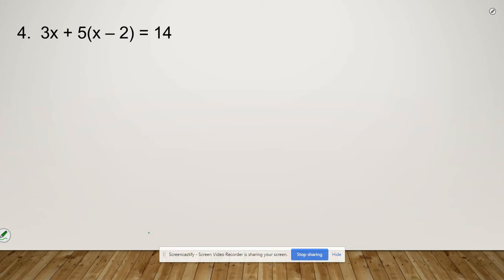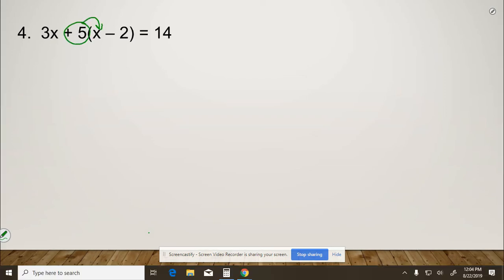Number 4. Ooh, I've added in another element. So now you also have parentheses we have to deal with. So remember, the first step was to get rid of the parentheses first. So to get rid of the parentheses, I need to multiply +5 by x and -2. So that's 3x plus 5x minus 10 equals 14.